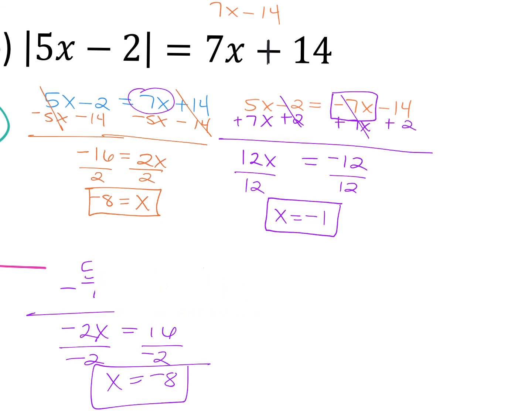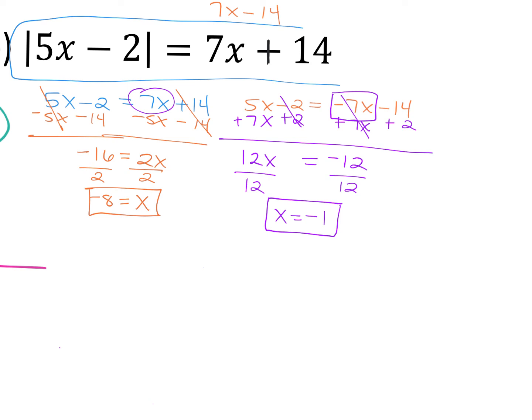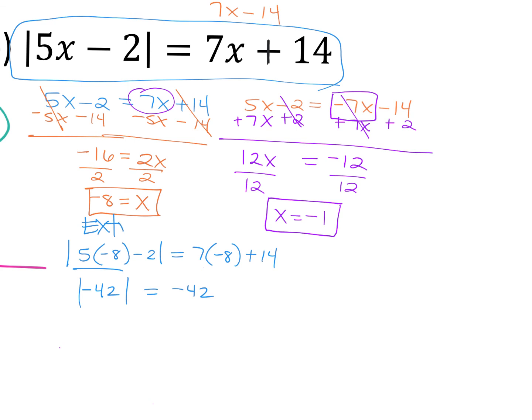Okay. So now we just have to check for our extraneous. Plug them in. And you always plug into the original, right? Use the original. So the absolute value of 5 times negative 8 minus 2 equals 7 times negative 8 plus 14. Plug that in. Negative 40 minus 2 is a negative 42. Take the absolute value. Negative 56 plus 14 is a negative 42. Does that work? No. No, this is extraneous.